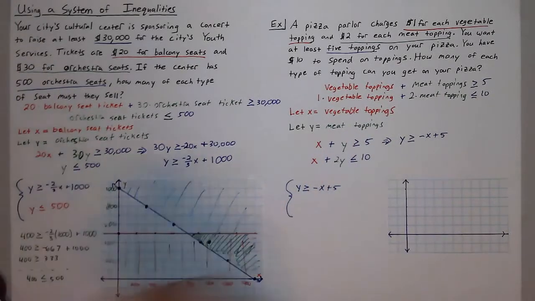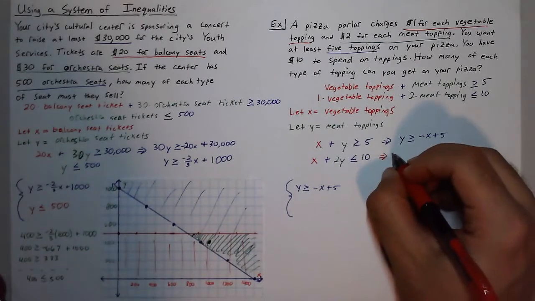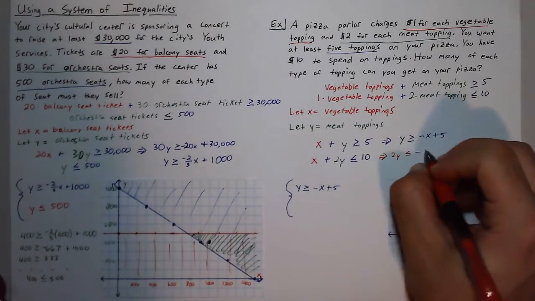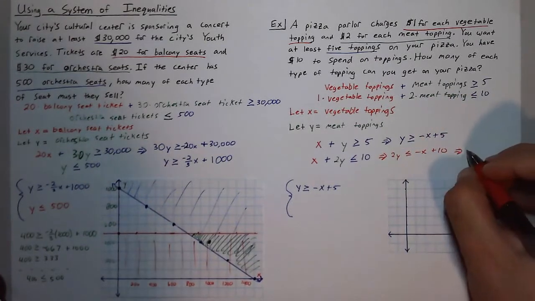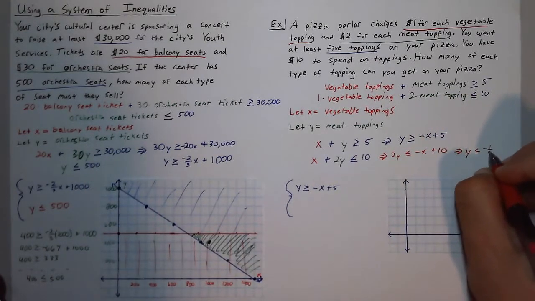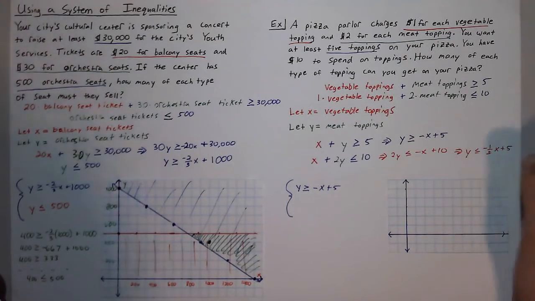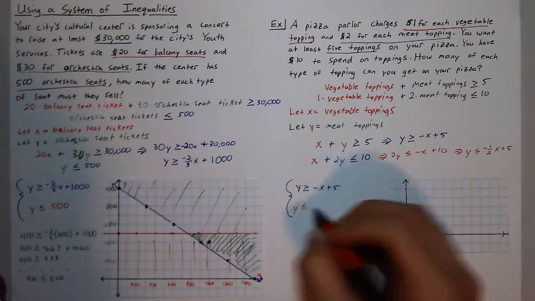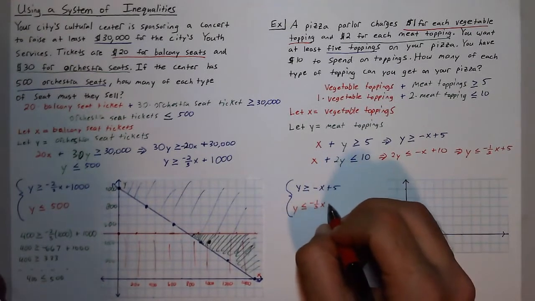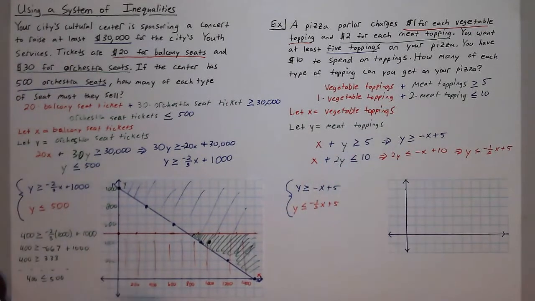And for the other one, if I were to subtract x, I would get 2y is less than or equal to negative x plus 10. Then divide by 2. y is less than or equal to negative 1/2 x plus 5. That is now in slope-intercept form. So from here, I can go ahead and graph both of these inequalities.